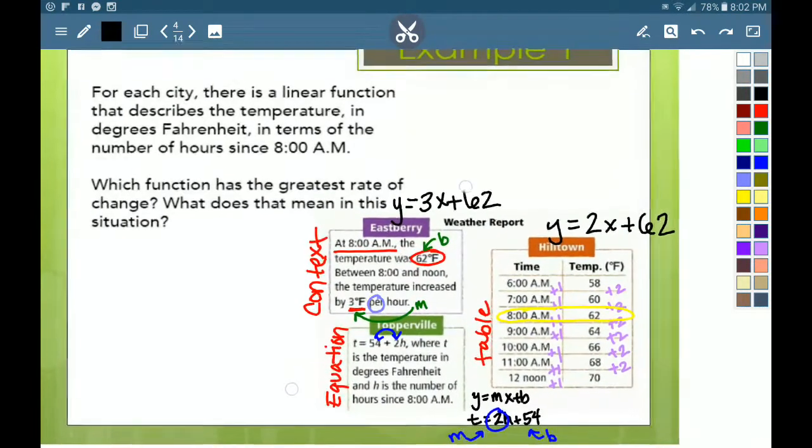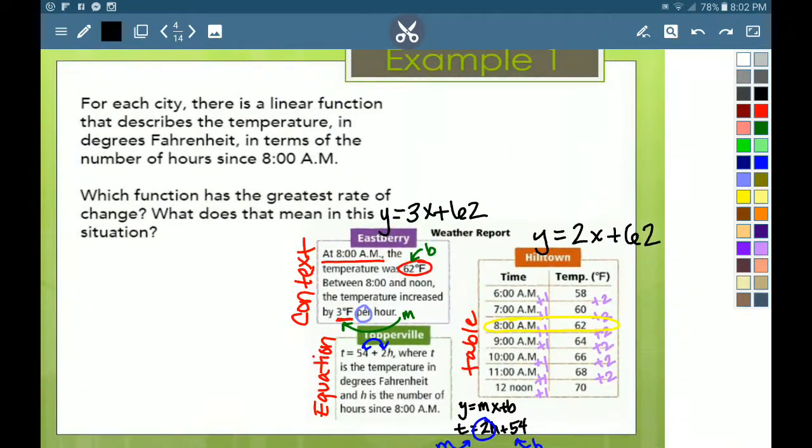And now we're ready to compare. Which function has the greatest rate of change? I'm seeing Eastbury has 3, Topperville has 2, and Hilltown has 2. So as my answer, I'm going to say Eastbury has the greatest rate of change.